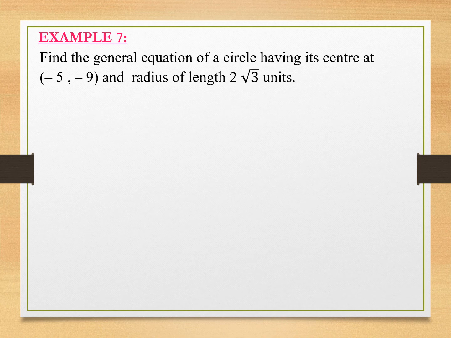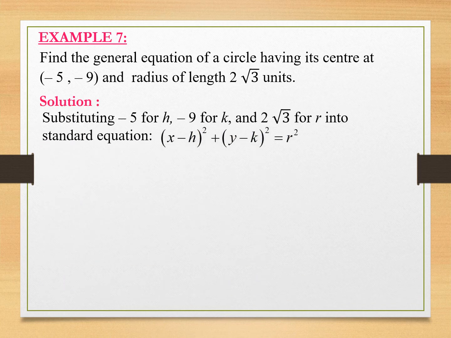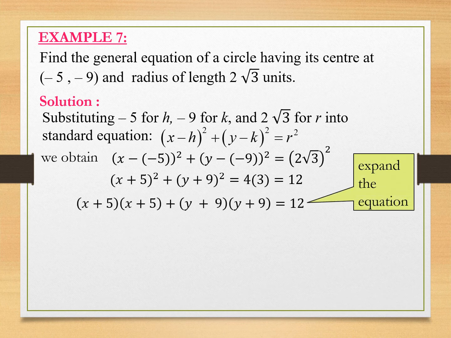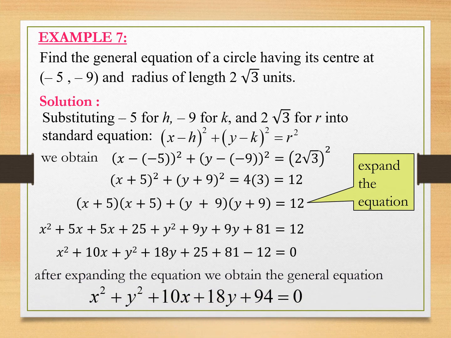Example 7. Find the general equation of a circle having its center at (-5, -9) and radius of length 2/3 units. Solution. Substituting -5 for h, -9 for k and 2/3 for r into the standard equation, we obtain (x - (-5))² + (y - (-9))² = (2/3)². When we expand the equation, the final general solution will be x² + y² + 10x + 18y + 94 = 0.